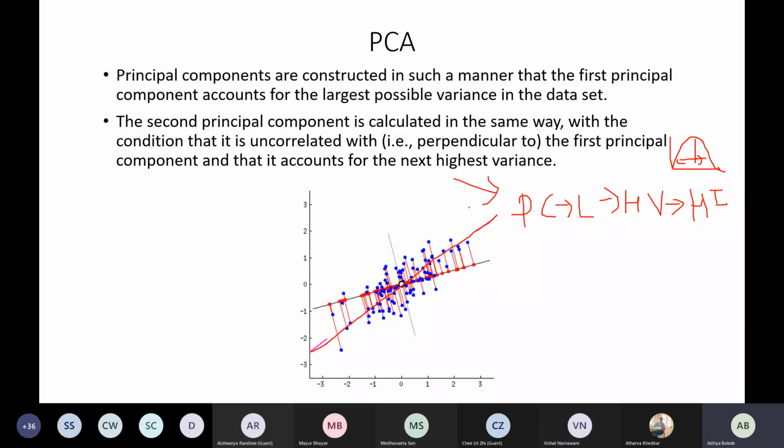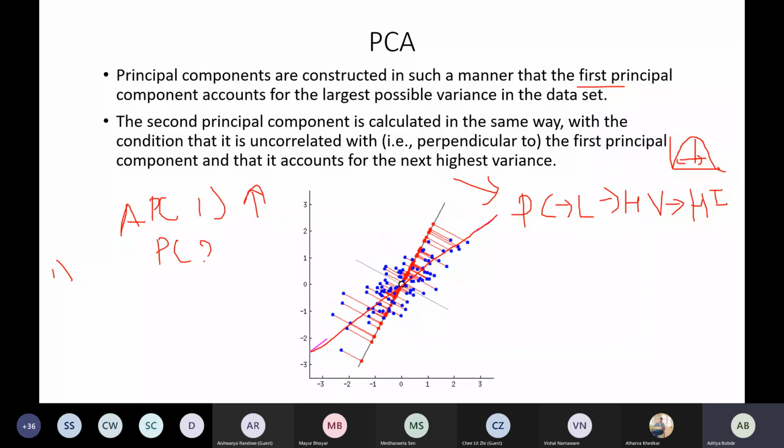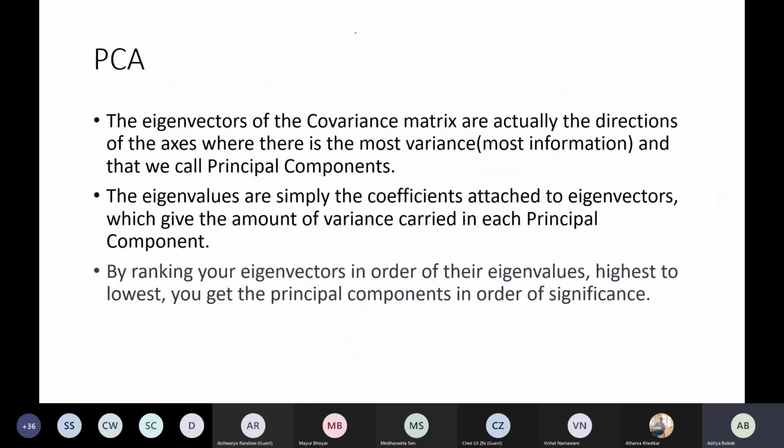We will see how to calculate the first principal component. But just remember, as we are taking the list in sorted order, your first principal component, PC1, will always have high variance, and it should always have a high variance. The second, PC2, the second principal component, will have lower variance compared to the first, and so on. The eigenvectors of the covariance matrix are actually the directions of the axes where the most covariance lies. Don't worry about my theoretical part.